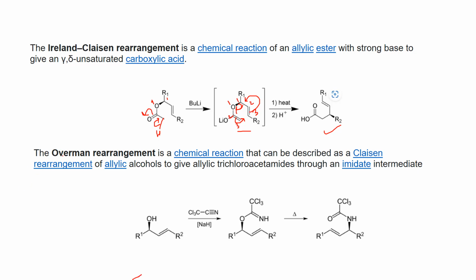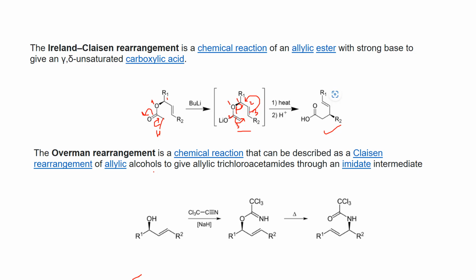Next is the Overman rearrangement. This is also another type of 3,3 sigmatropic reaction. This is a chemical reaction that can be described as a Claisen rearrangement of allylic alcohol. So the Ireland Claisen was for allylic ester, but this is for allylic alcohol. So you have to remember the difference.